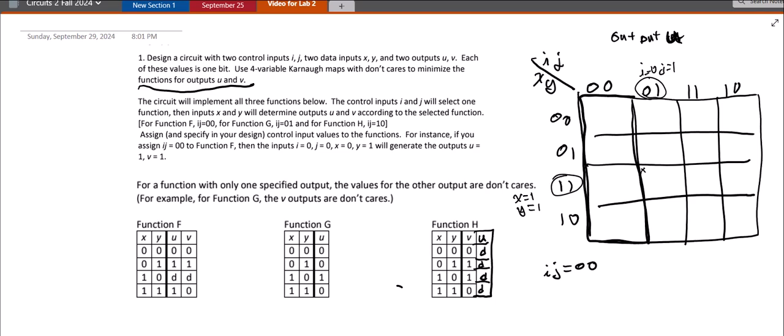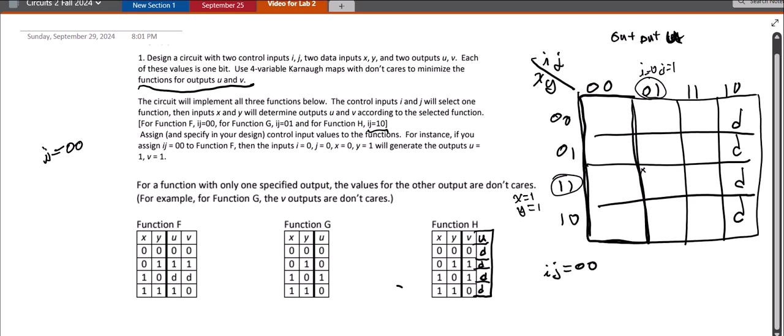We'll notice that for function U, if function H is selected, then we have don't cares, because U is don't care right there. So if ij is 1, 0, we have don't cares. We're also given that ij 0, 0 corresponds to function F, ij 0, 1 corresponds to function G, ij 1, 0 corresponds to function H, and so that means ij equal to 1, 1 doesn't correspond to any function, so those are also don't cares.